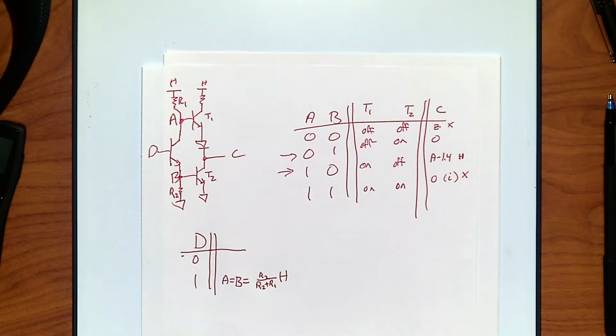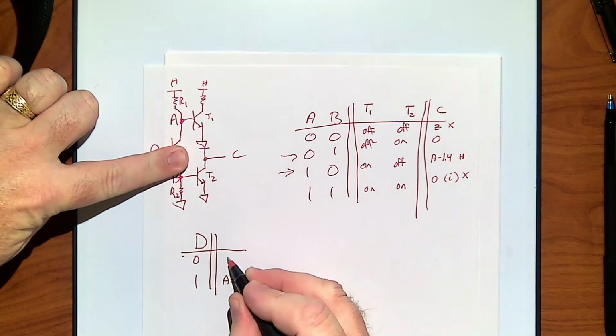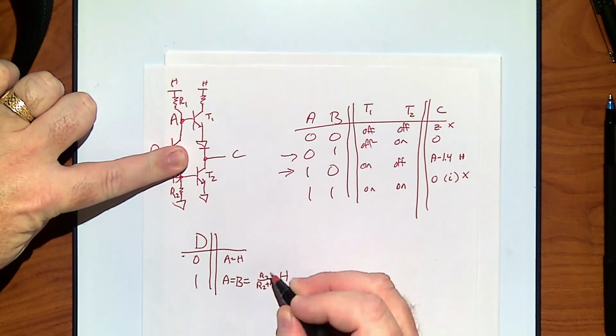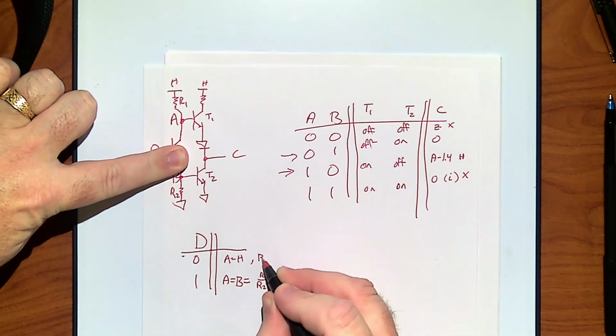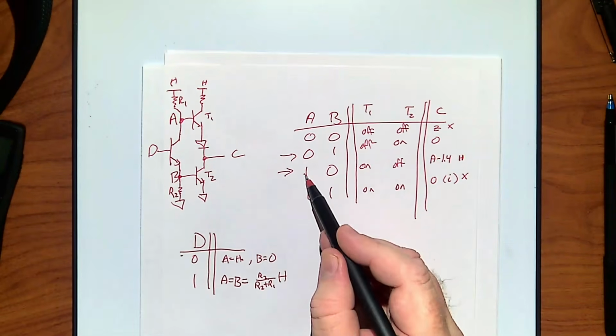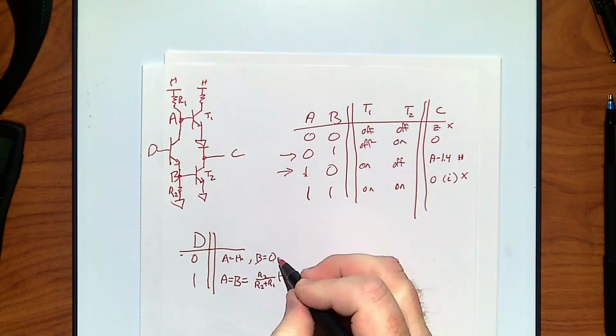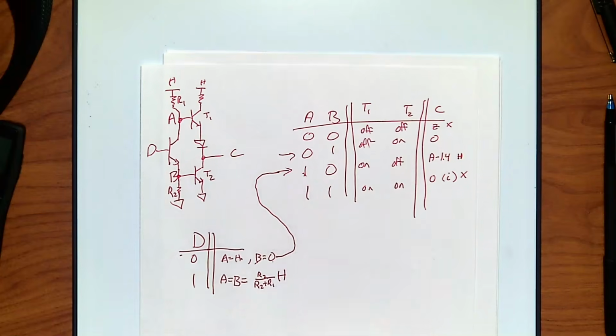Now what happens if D is 0? If D is 0, this is covered, so A is H. And what happens to B? B is off. Right? So A is H, which is 1. B is 0. I got this exact state, don't I? We agree? This state right here is this state. I would like to make this one that state.